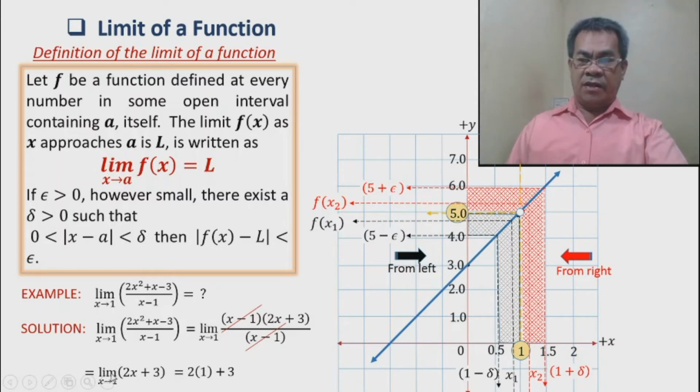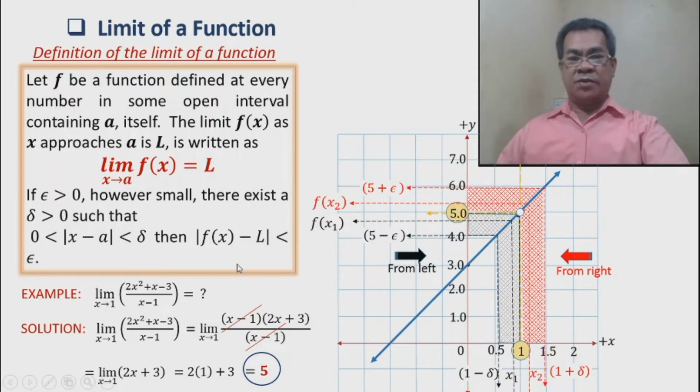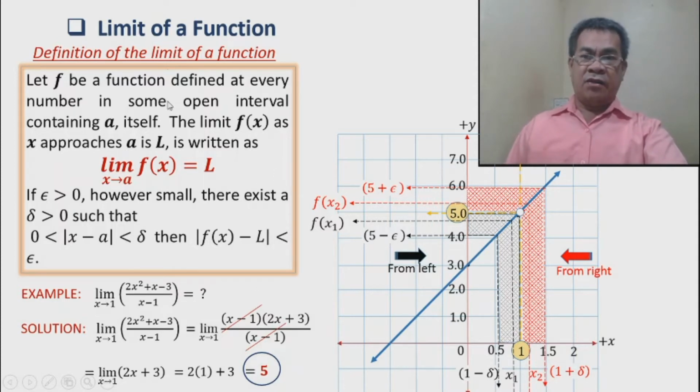So if we evaluate this, you can now remove the word limit, then use this as our basic way of evaluating the function. This becomes 2 times 1 plus 3. The answer is 5. So the number approaches 5. The limit of the function 2x squared plus x minus 3 over x minus 1 as x approaches 1 is 5. This is the answer to the problem in mathematical solutions. Do not use a table for your solution. We used a table in our previous slide just to explain the meaning of the limits of the function.